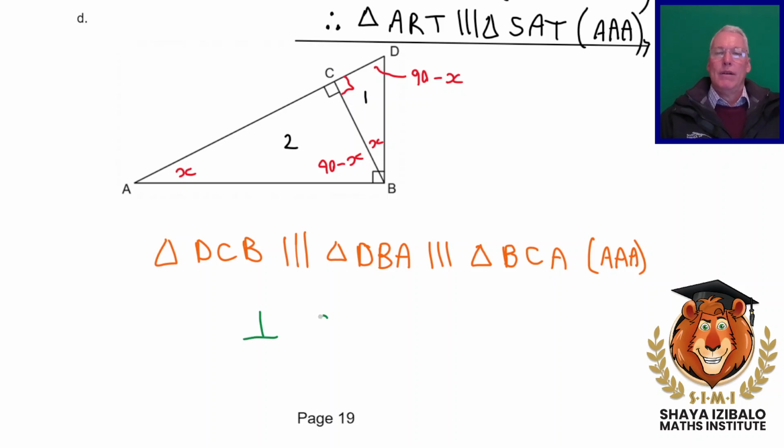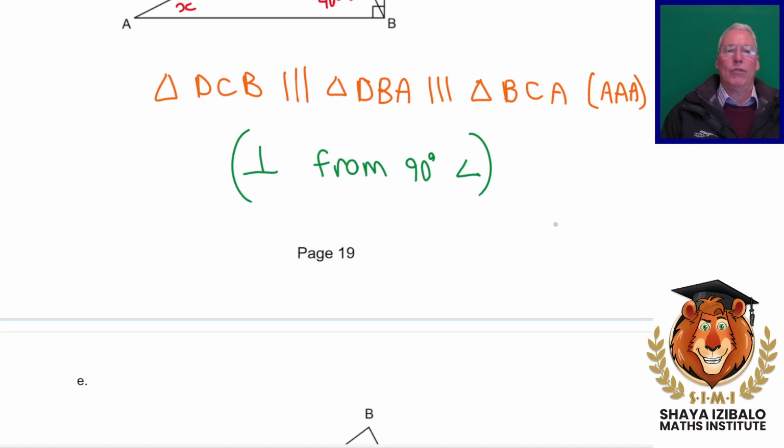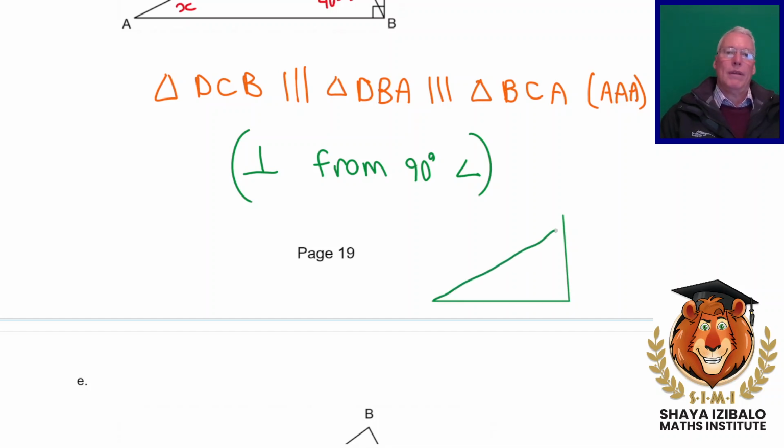perpendicular from 90-degree angle. Right, so in other words, if we've got a right angle triangle, let's just draw a right angle triangle. Right angle triangle, okay. Let's try and draw that quite nicely, like that. And we draw in a perpendicular. In other words, we drop from this right angle we drop a perpendicular.